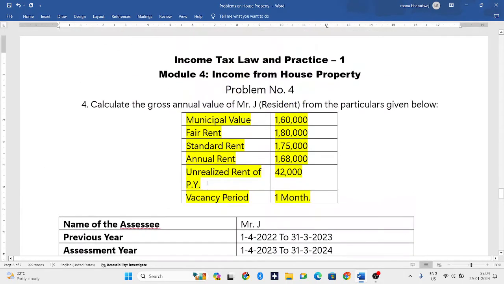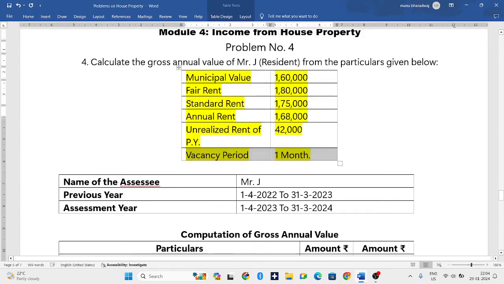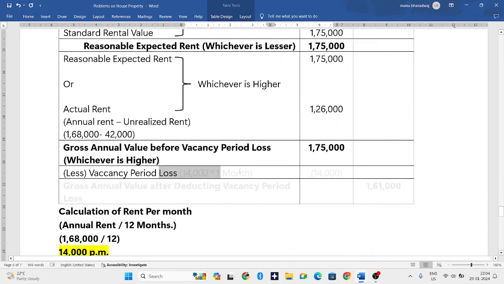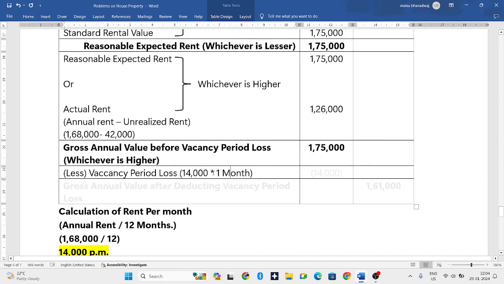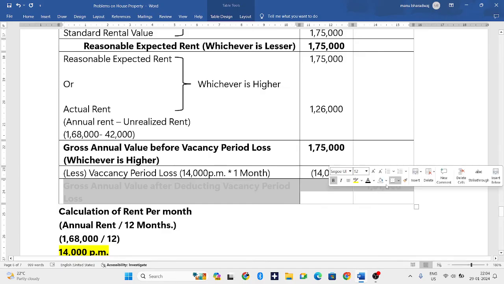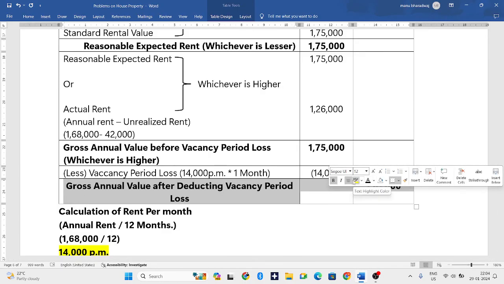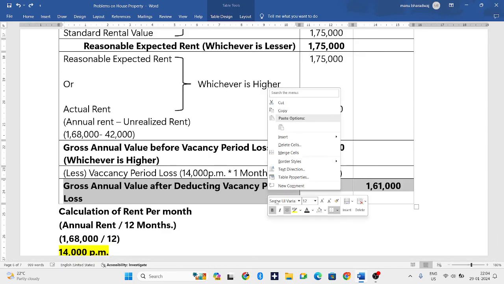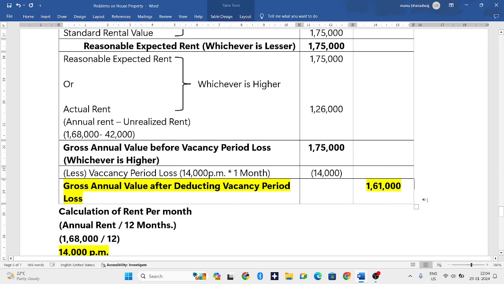In the question they have said the house was vacant for 1 month. So 14,000 per month into 1 month. The vacancy period loss will be 14,000. So 1,75,000 minus 14,000, we will get 1,61,000, and that 1,61,000 is the gross annual value after deducting the vacancy period loss.